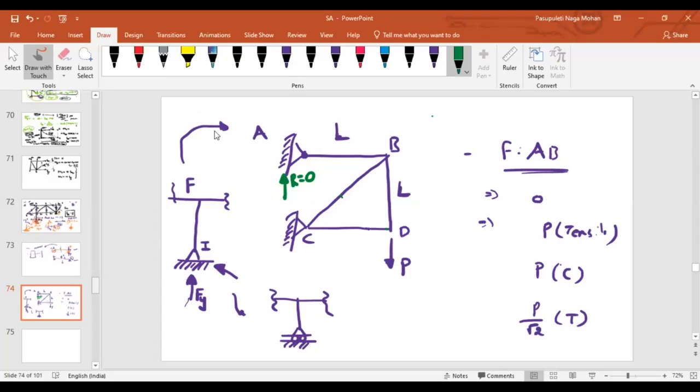Now, can somebody tell me through which type of method she found the answer? Through method of joints or method of sections? I have calculated using method of joints. Yes, method of joints, right? Now, can somebody tell me, is it possible through method of sections? Possible or not? If so, can you tell me how to proceed through method of sections?